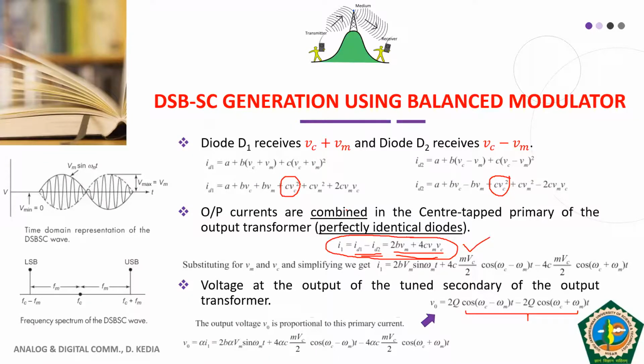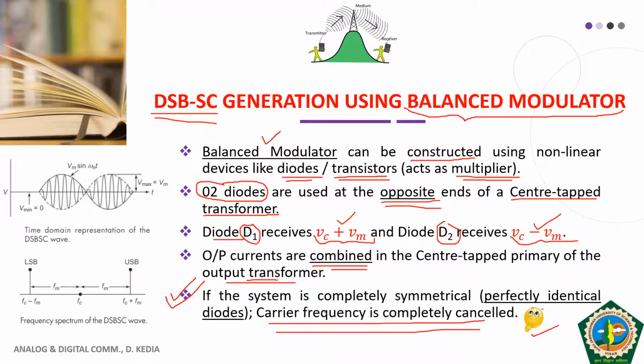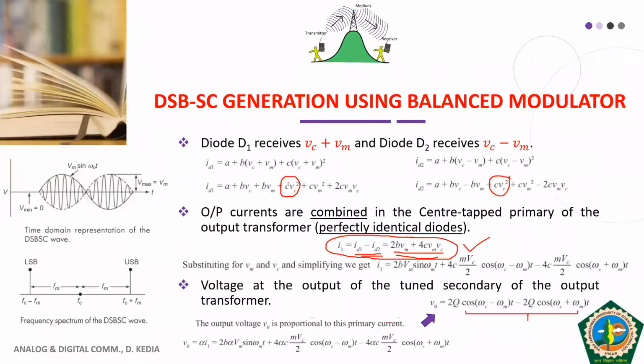But let me tell you students, the two diodes cannot be 100% identical. There must be some difference. Though mathematically I have shown you the value C here, it may not be exactly C. This may be C1 and this may be C2. So some part of the carrier may be present here, because we cannot ensure perfectly identical diodes. And in fact, this is a blessing in disguise.